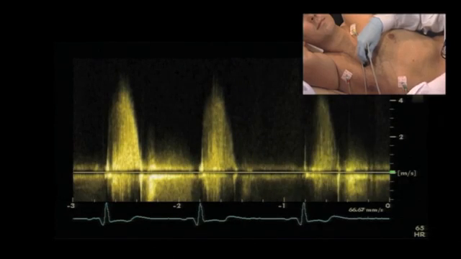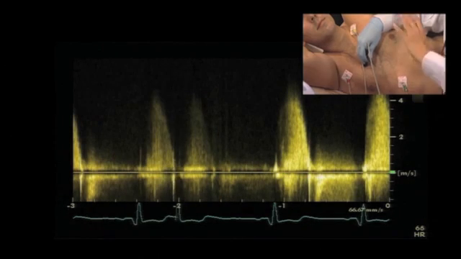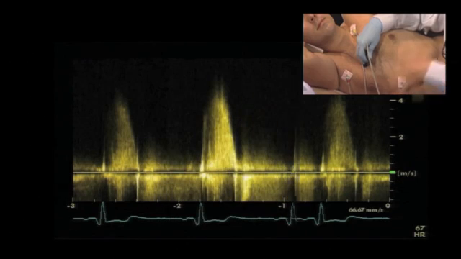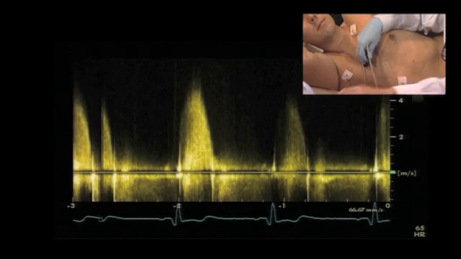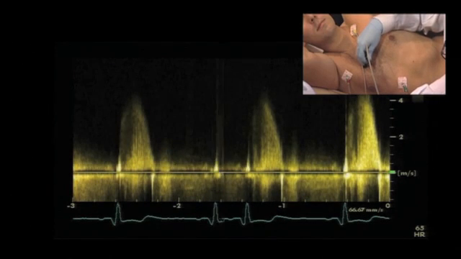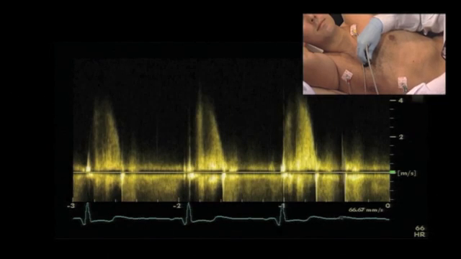This transducer position is ideal to quantify patients with aortic stenosis, and this is a patient with aortic stenosis, so we can see that the patient has a signal which moves towards the transducer. It's above the zero line. So this must be the signal of aortic stenosis. You can also appreciate we do not have a 2D image, only the Doppler spectrum.